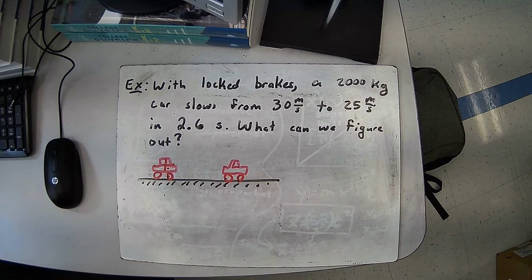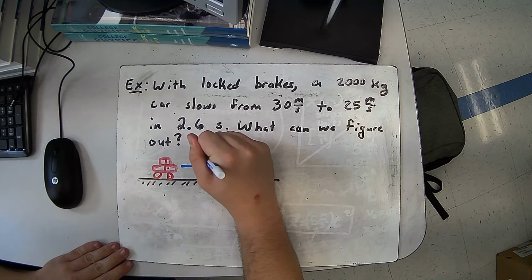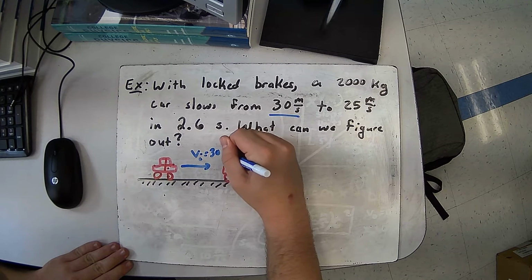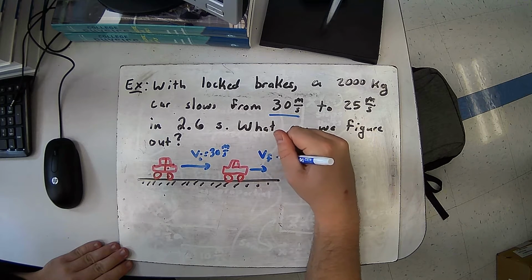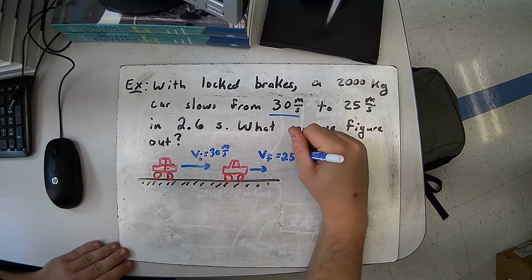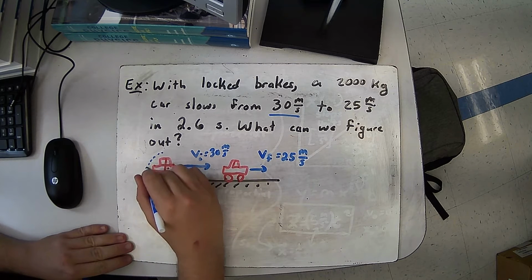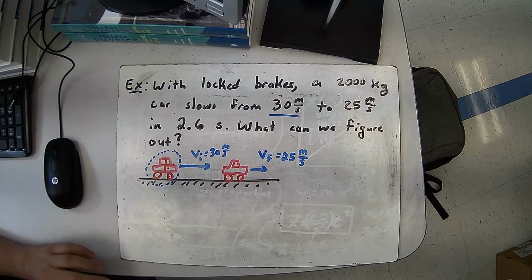There we go. The car has an initial speed of, let's see, 30 meters per second. And it's going slower in the end at 25 meters per second. And we want to choose a system next. The system, I think, is the car. I think that makes the most sense. So that's our system. We'll draw a dashed circle around it.